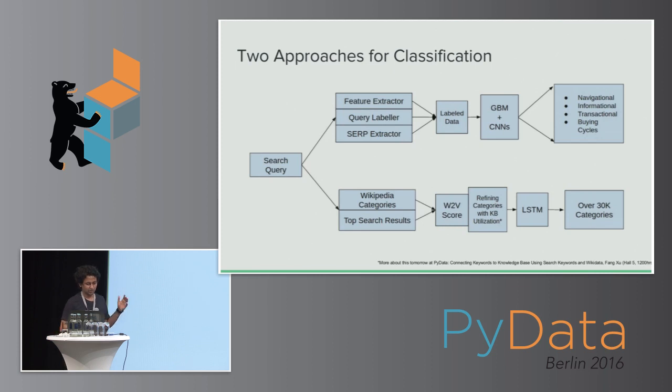Then we have the top search results from the Google page, and you calculate a word-to-vec score. You combine them together, calculate a cosine similarity or something like that, then see how close they are. And then what we use is refining of categories with knowledge base. We have an in-house knowledge base, and you can learn more about it tomorrow. And then we use an LSTM and classify in over 30,000 categories. So let's look at the second pipeline first.